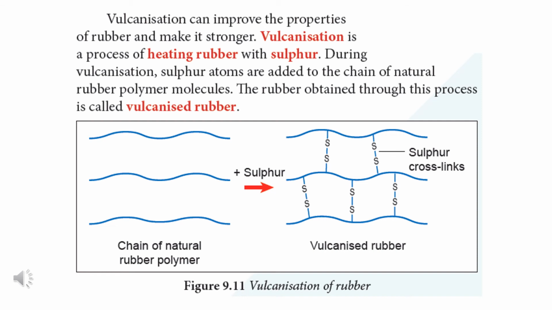To make natural rubber harder and stronger, vulcanization can be carried out. Vulcanization can improve the properties of rubber and make it stronger. Vulcanization is a process of heating rubber with sulfur. During vulcanization, sulfur atoms are added to the chain of natural rubber polymer molecules. The rubber obtained through this process is called vulcanized rubber.